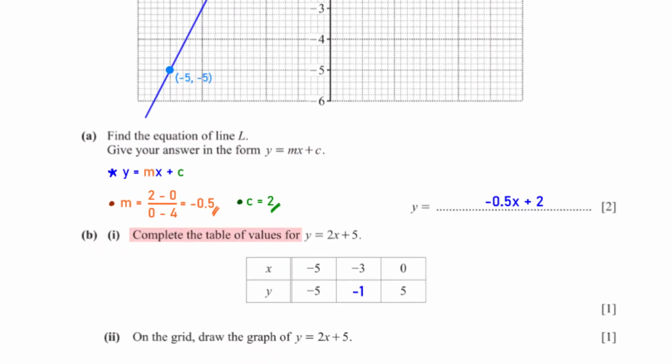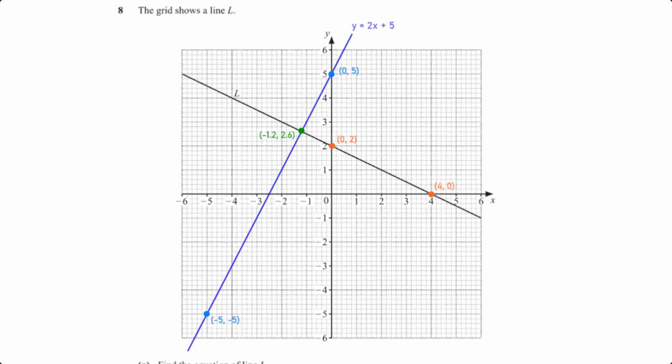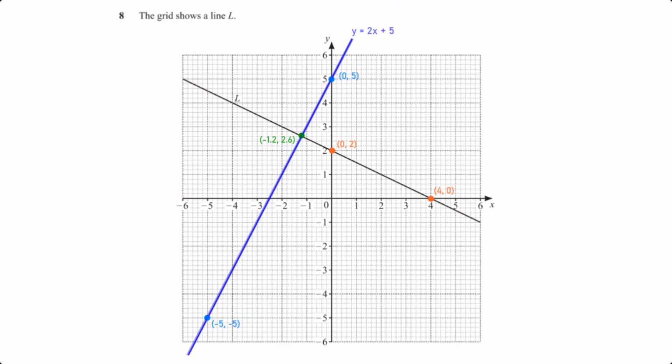Complete the table of values for y equals 2x plus 5. When we plug in x equals negative 3 into the equation, we get y equals negative 1. On the grid, draw the graph of y equals 2x plus 5. To draw this line, we can pick any 2 sets of coordinates from the table. On the grid, after plotting these points, we draw a straight line passing through the points.